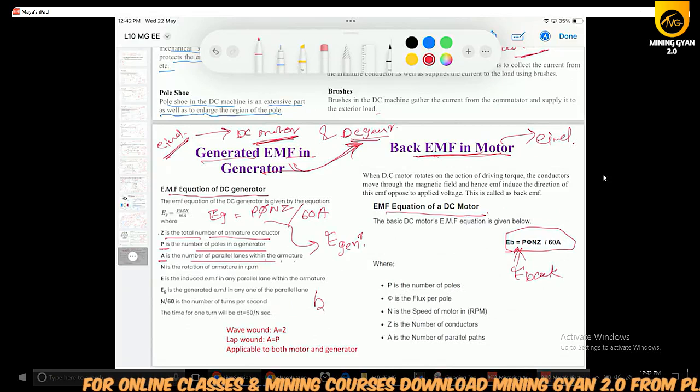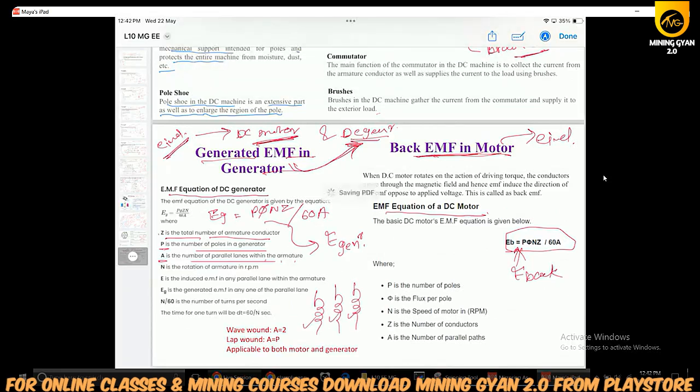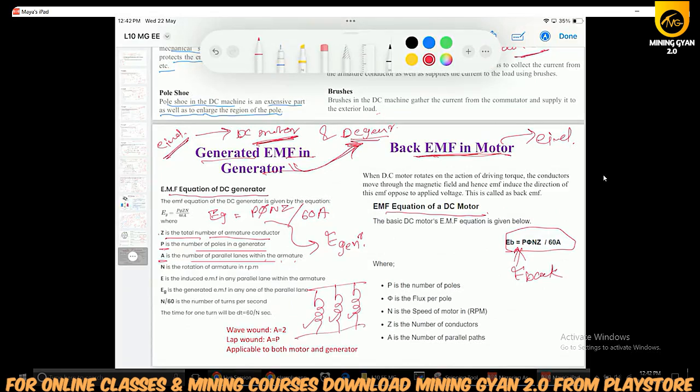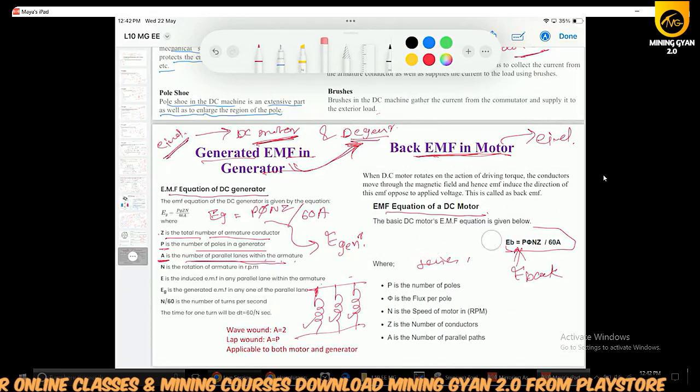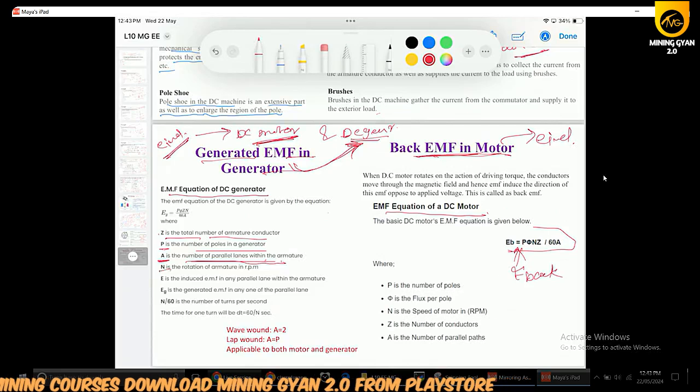Means armature conductors will be connected like this. First of all, they will form the coils. These are the coils, and these coils will be connected in this fashion, which is called a parallel connection. Sometimes these will be connected in series also, so these are called series connections. So A is the number of parallel lines within the armature, so the A value will also be given in the question. Then N is the rotation of the armature in RPM. RPM is the unit of the speed.